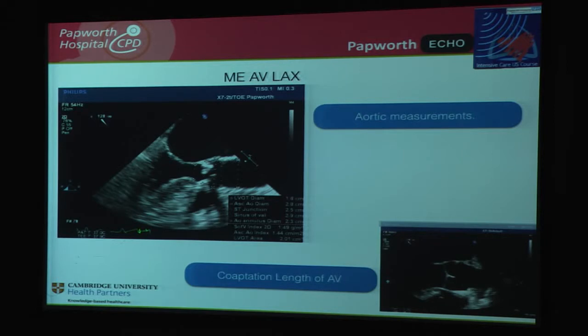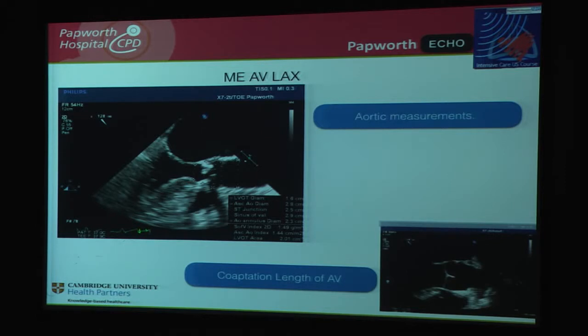The measurements that you are expected to make, the aortic measurements, are the LVOT, which is measured about 1 centimeter into the LVOT from the aortic annulus. The aortic annulus is measured at the tip of the attachment of the leaflets to the aorta. The sinus of Valsalva at its widest, the STJ, which is obvious, and 1 centimeter distal to the STJ is where you measure the diameter of the ascending aorta.